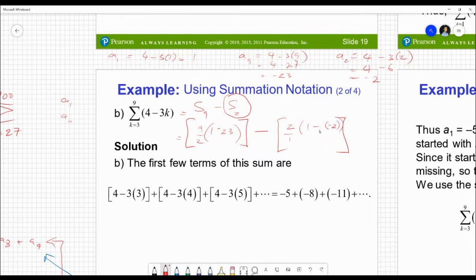So here I have 3. 3 times 2 is 6. So I have 6 here. And this is negative 22, negative 11. Negative 11 times 9, negative 99 minus 6. So I have negative 105.